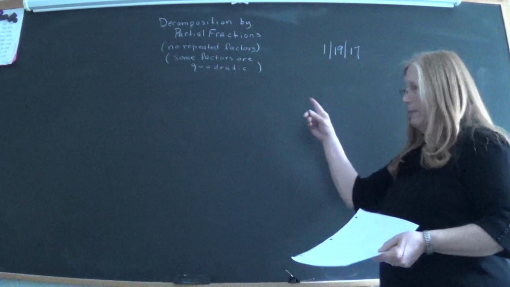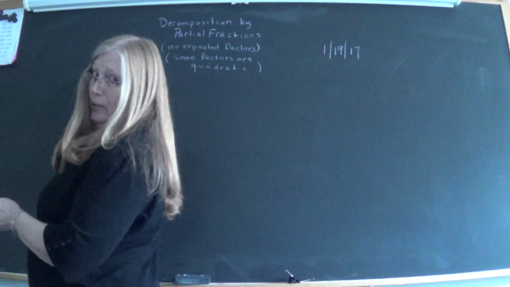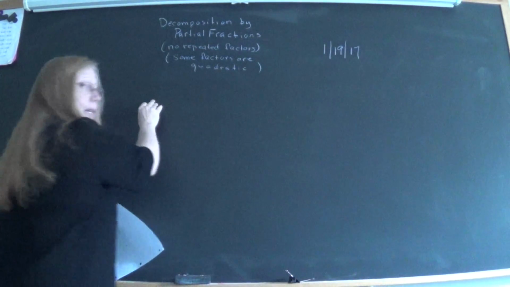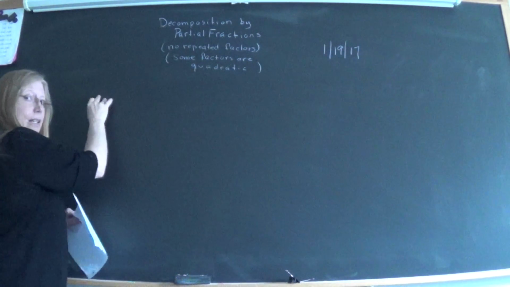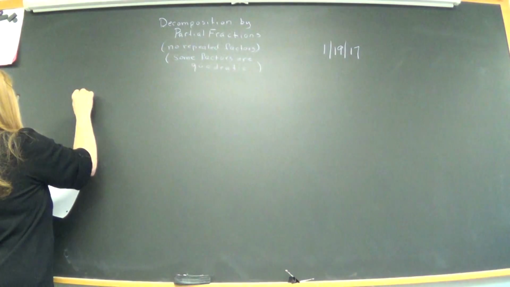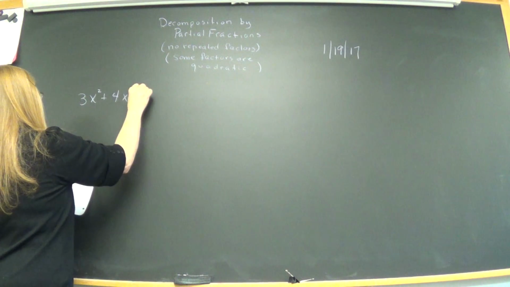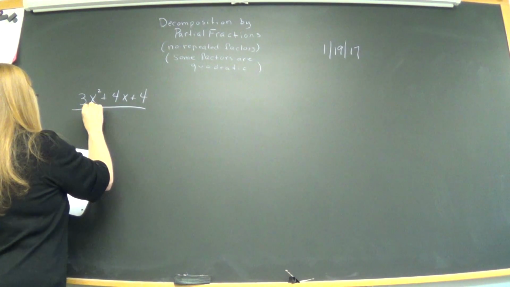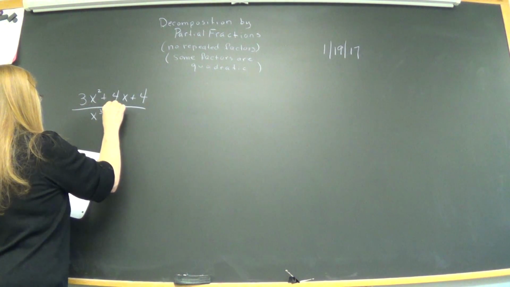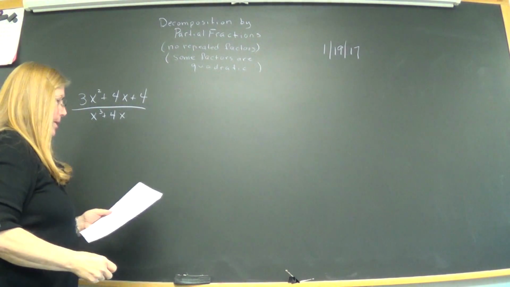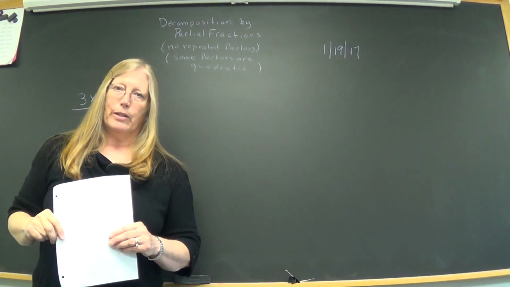Alright, for example, this is what I mean. Suppose that I have, where am I on the screen? I can go everywhere I want. Oh no, 3x squared plus 4x plus 4 over x cubed plus 4x. Alright, so I want to decompose this using partial fractions.